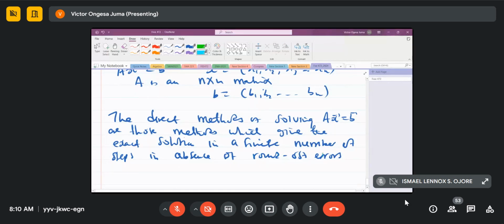These are some of the key statements here. These methods give exact solutions. They are accurate such that they'll give you the exact solution in a finite number of steps. However, they only do that in absence of round-off errors. If you introduce round-off errors, some of these methods may give you different solutions which are not even realistic. And so it means that you have to be careful when you deal with these methods.